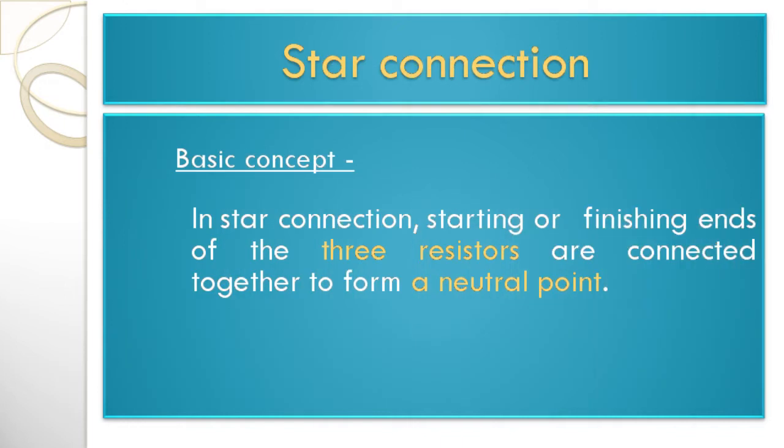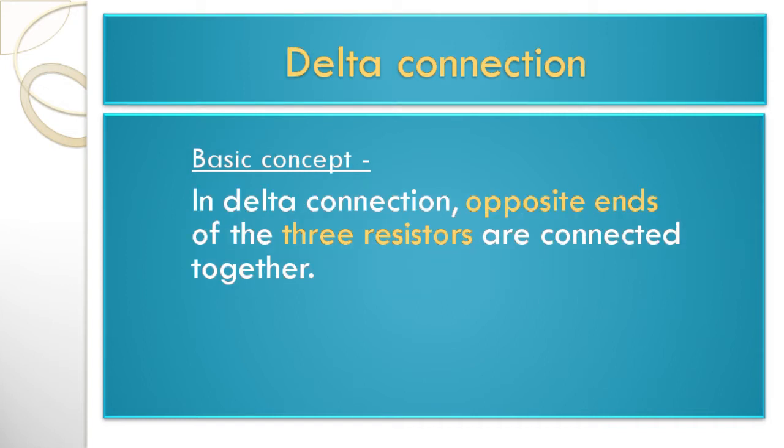More about star connection, basic concept. In star connection, the starting or finishing ends of the three resistors are connected together to form a neutral point. As we already discussed, in star connection we connect either the starting or finishing ends of the three resistors together to form the neutral point. More about delta connection, basic concept. In delta connection, opposite ends of the three resistors are connected together, meaning both the ends of the resistors are connected to the remaining two other resistors in the delta network.